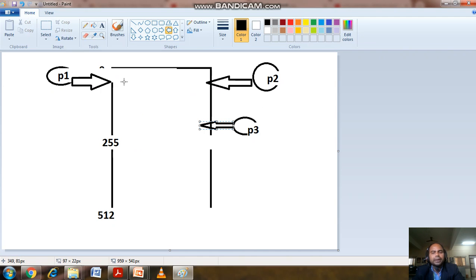Similarly, if P1 has put a write lock from 0 to 255, then P2 and P3 will not be allowed to put any lock, either read lock or write lock. So they cannot read the data while P1 is writing. P2 will not be allowed to read or write the data in this file until P1 finishes writing.